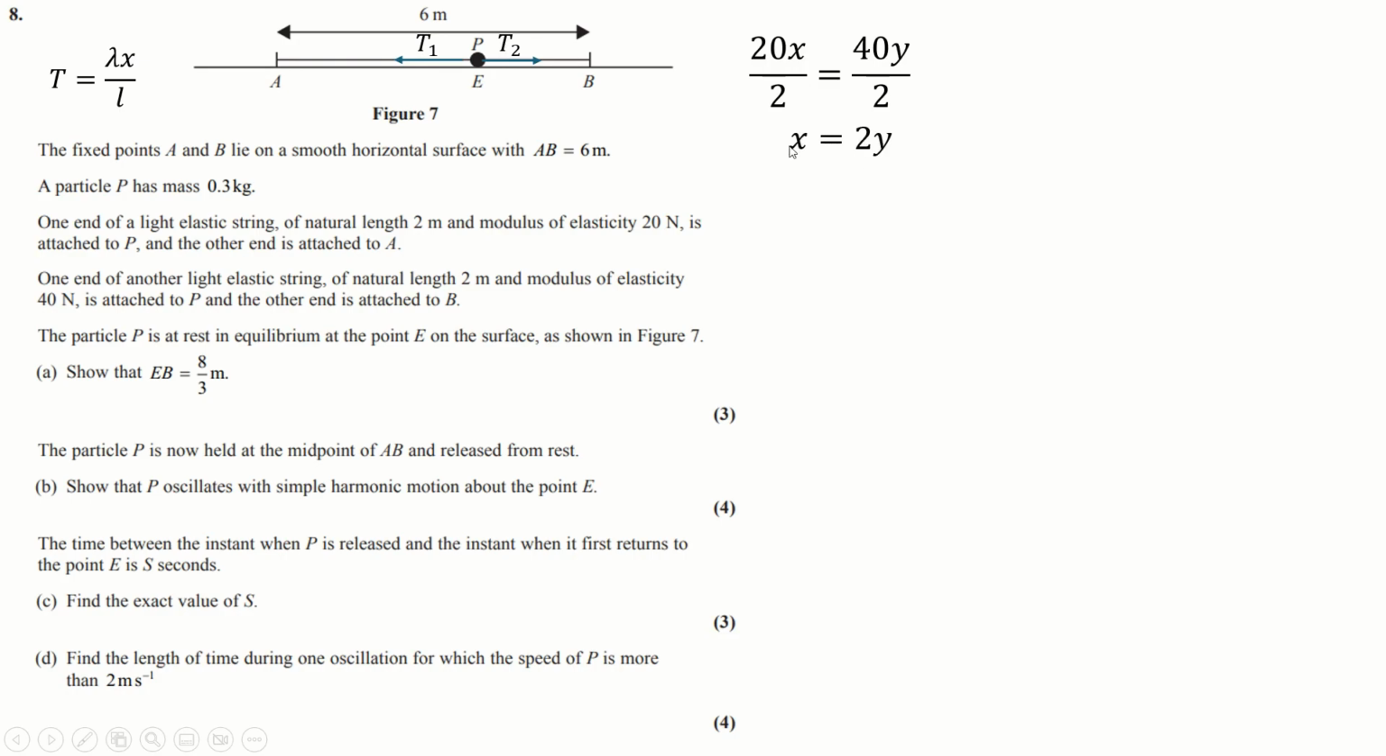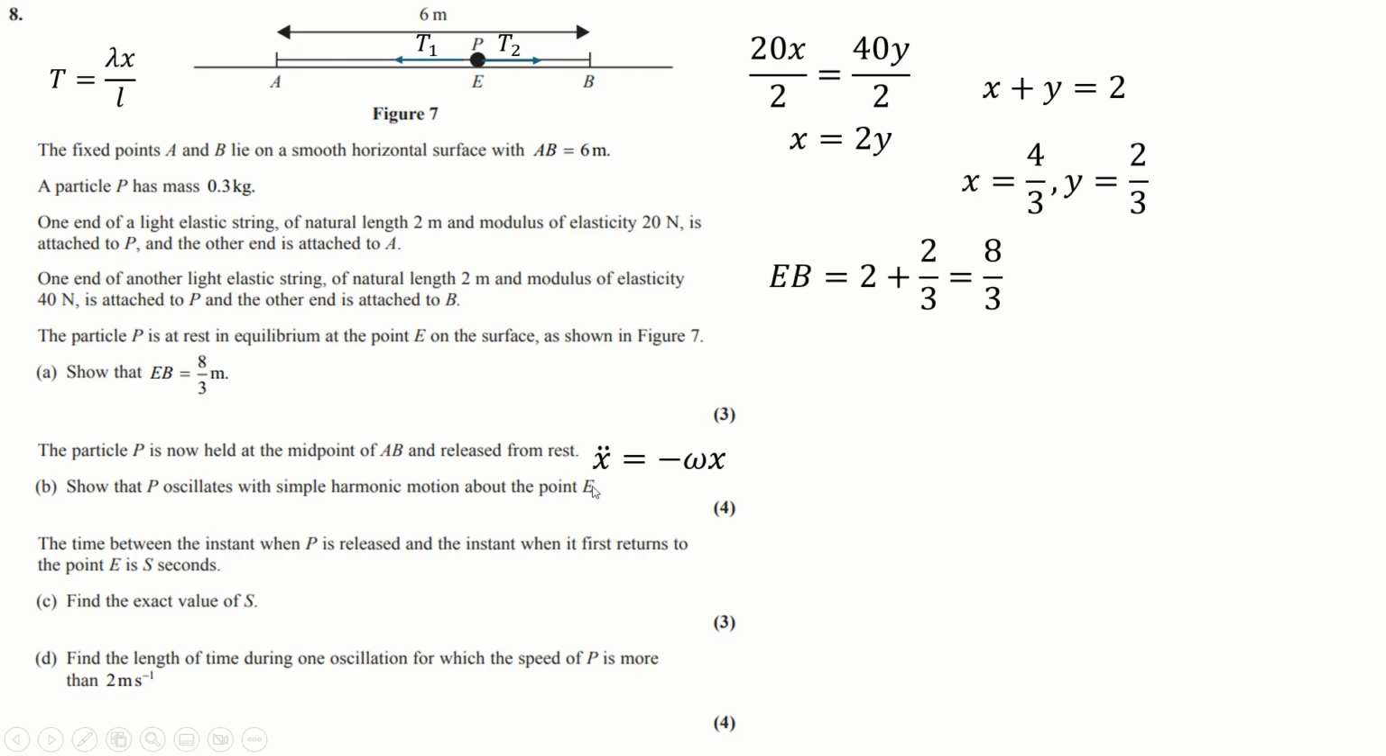What other equations can we form in terms of x and y? Well, because both strings have natural length 2, that means they're bridging a gap of another 2. So the extensions added together must be that missing 2. 2 plus 2 plus 2 is 6. So x plus y, the two extensions added together must be 2. Of course, we can solve this very easily. We get x is this and y is this. Okay, the extension in the left string is 4/3, and the extension in the right string is 2/3. Now, this natural length is 2. It's being stretched by 2/3, so 2 plus 2/3 gives us 8/3, I believe, which is what they wanted us to get, that one there.